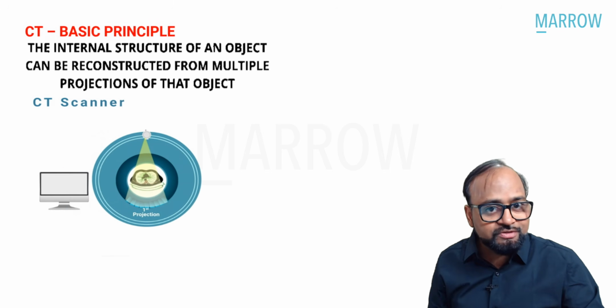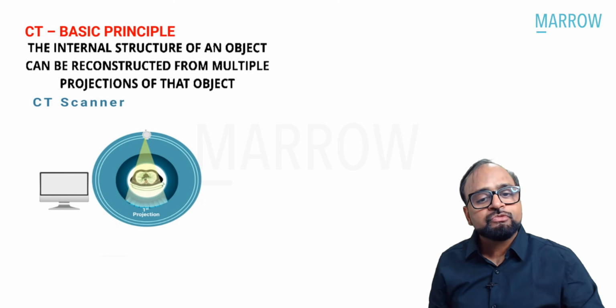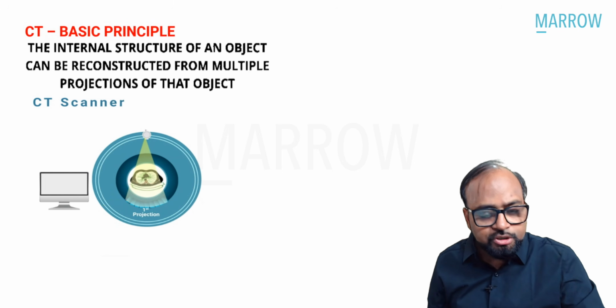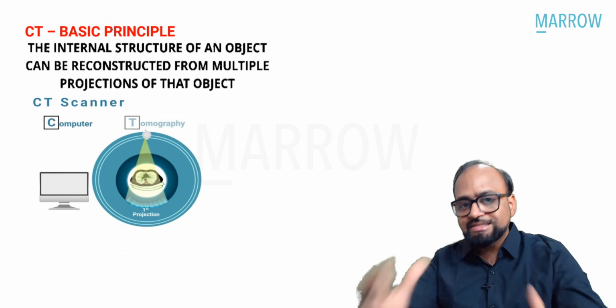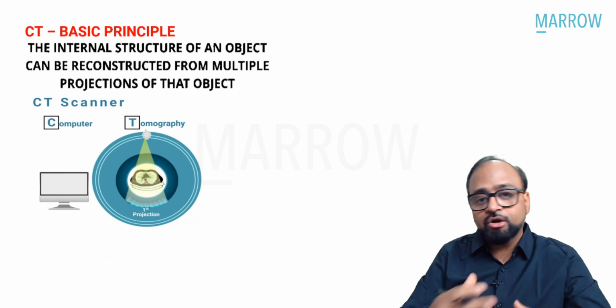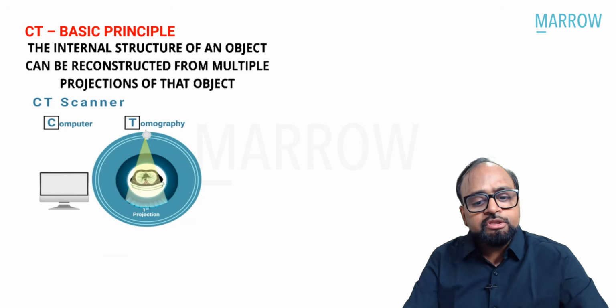So there are two parts of the CT machine we saw, computer and tomography, right? So this first projection data is transmitted to the computer, which is going to process and analyze this data. The computer is going to apply a lot of mathematical algorithms on it. This process is repeated.